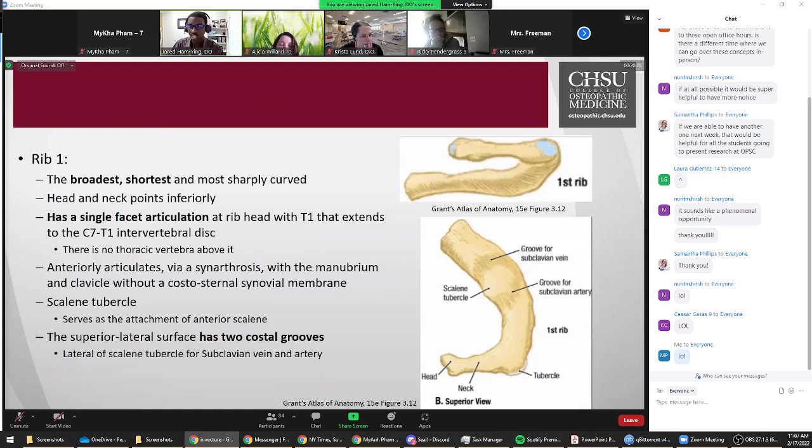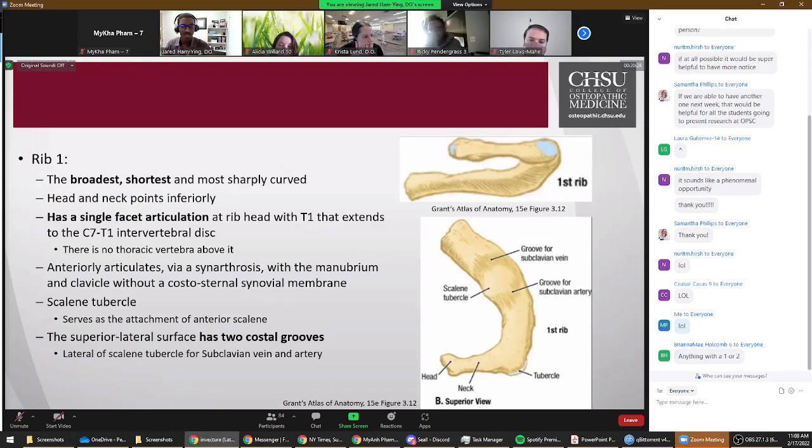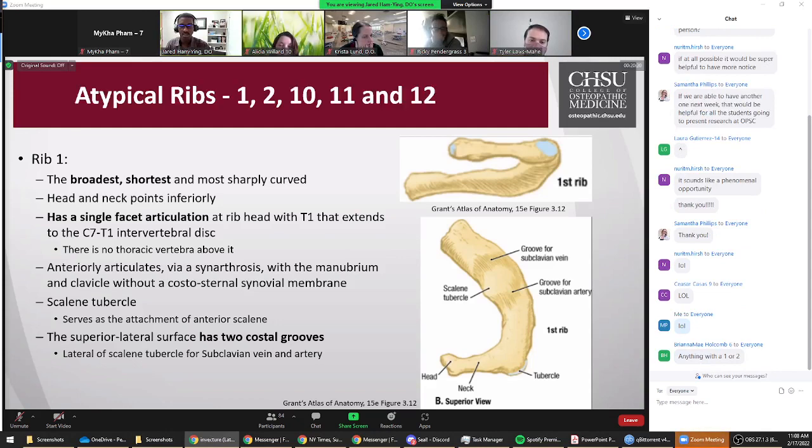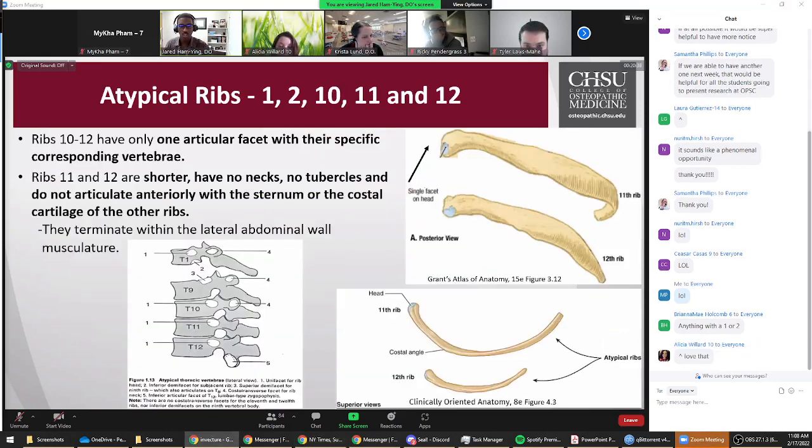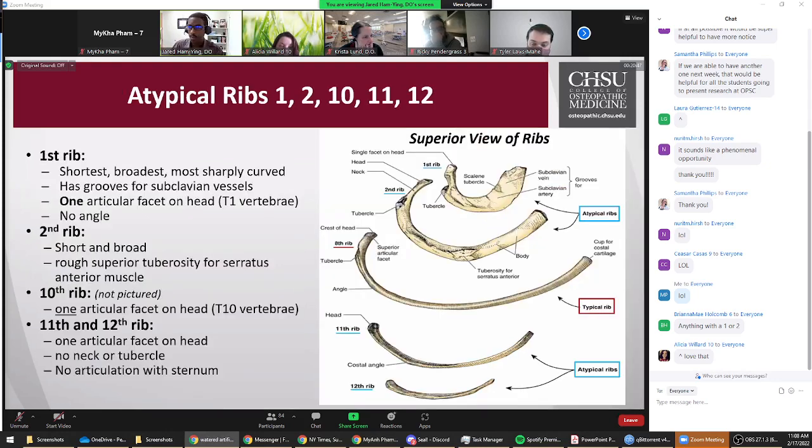So who can tell me what the atypical ribs are? 1, 2, 10 through 12. All right, perfect. Excellent. So we've got those atypical ribs here, and that's going to be for various reasons, as I'm sure you all know. Again, if there's any questions on that, please let me know. Yes, exactly. Anything with a 1 or a 2 in it is a great way to remember that. Okay.